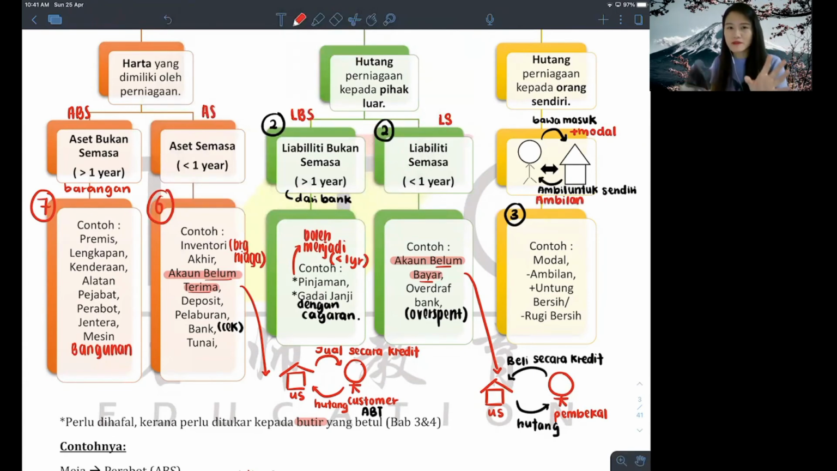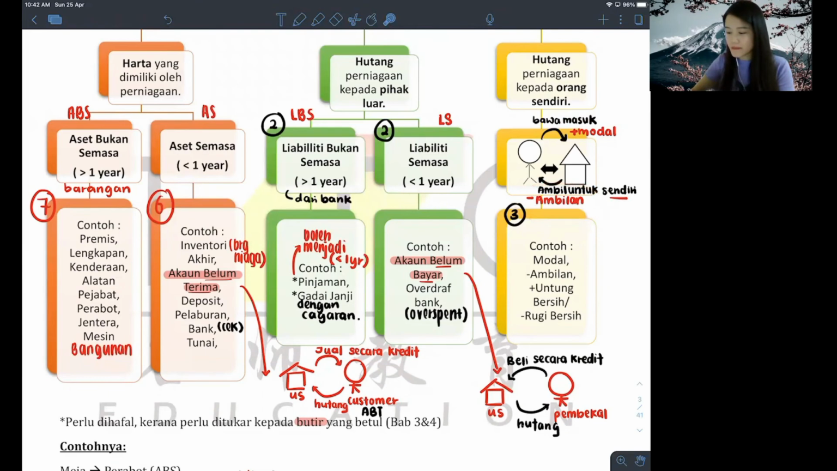So ambilan, right, a bit more troublesome lah, because for modal, right, whatever bawa masuk will be modal. But if it's ambilan, it must be untuk kegunaan sendiri. Only under self-use we can choose the word ambilan, and this is where equity pemilik akan berkurang. So there's no in between. If you want a plus to your EP, there's only one term for it, that's called modal. But if you want it to decrease, that's called ambilan. So this is how it works.